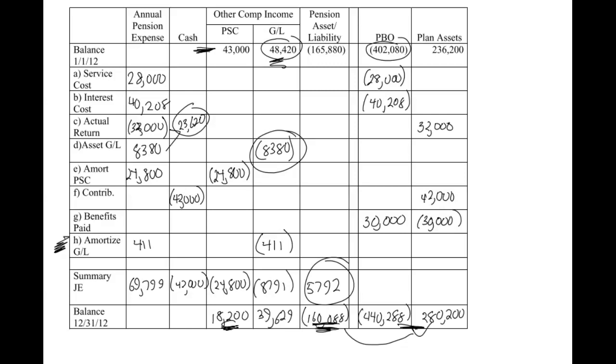Okay. Another thing I wanted to point out here is this amortization number. We divided by 20, but this does not mean we do 411 every year for the next 20 years. We're going to reevaluate it again. So let's just do that right now.